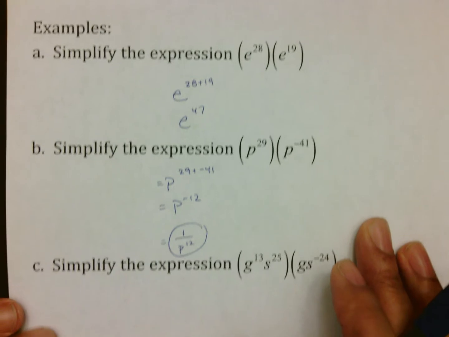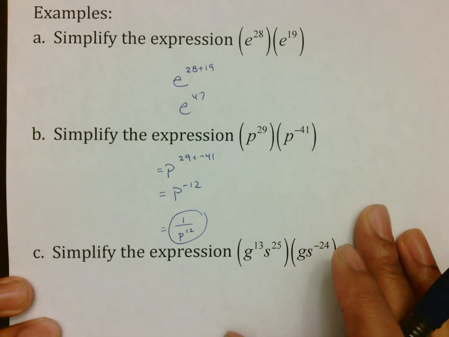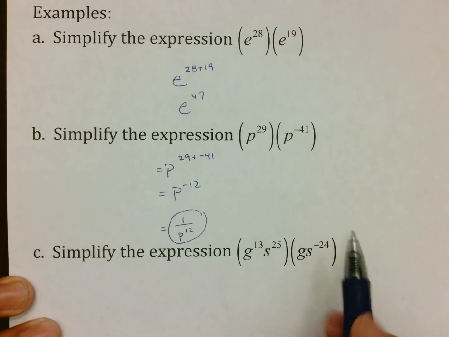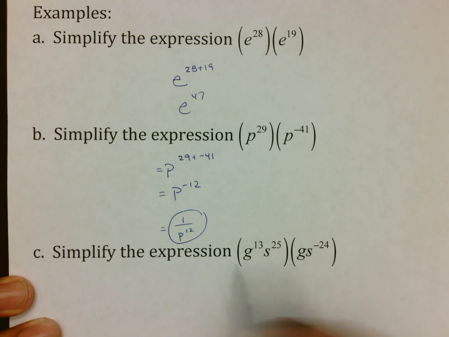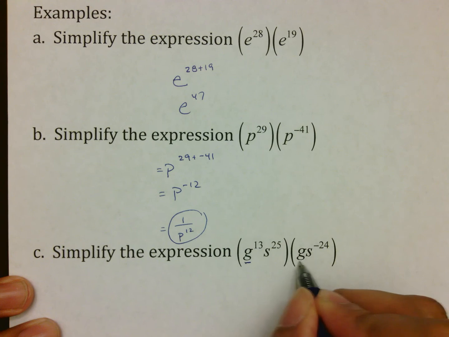So again, if you get stuck, let me know, because it's easy enough to fix once you get into it. On C, this one here is where we put some stuff that we talked about in the last section together with this. If you remember, we broke them down into parts. You have a g over here and a g over there.